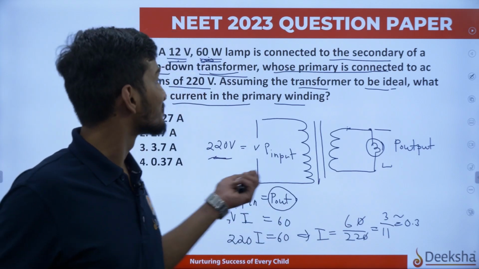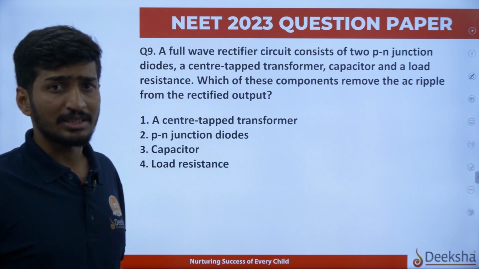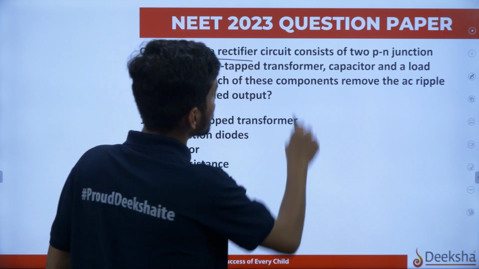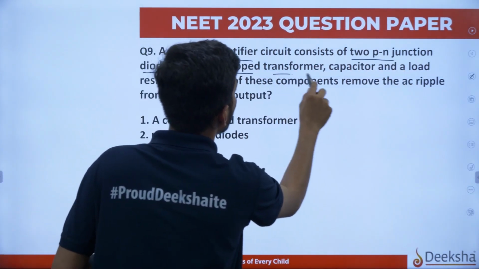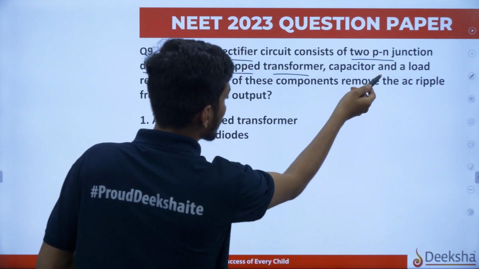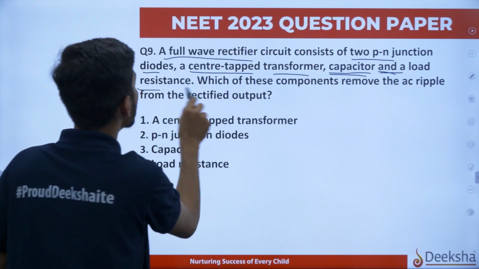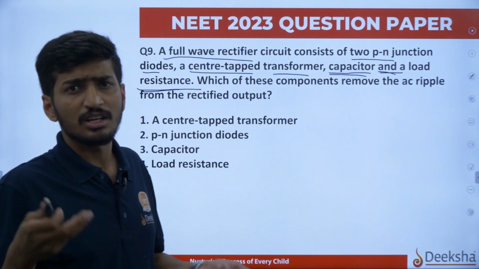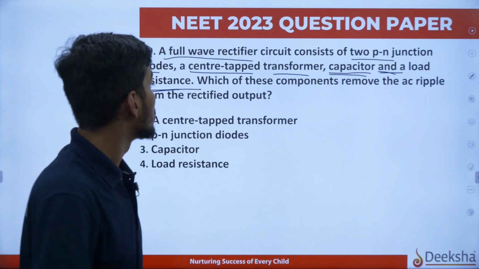Okay, moving on. The next question is a purely theoretical one, also from semiconductors this time. The question says, a full wave rectifier consists of 2 PN junction diodes and a center tap transformer. That's what usually you have. There's a capacitor and a load resistance connected. That's a general idea of a full wave rectifier, isn't it?